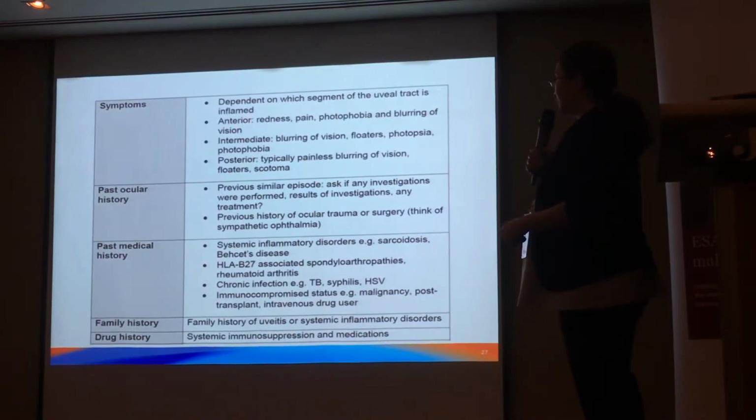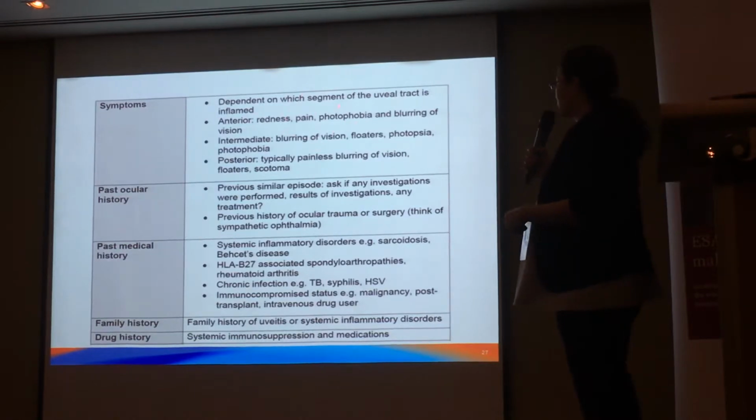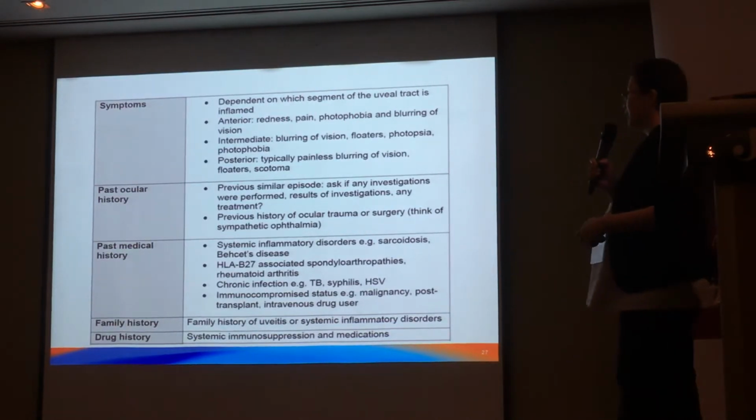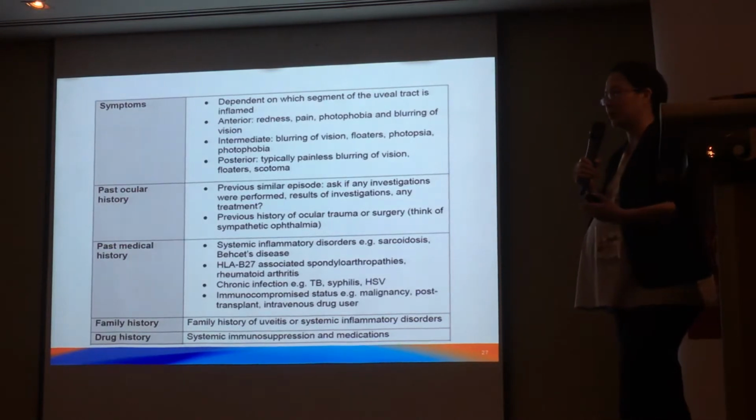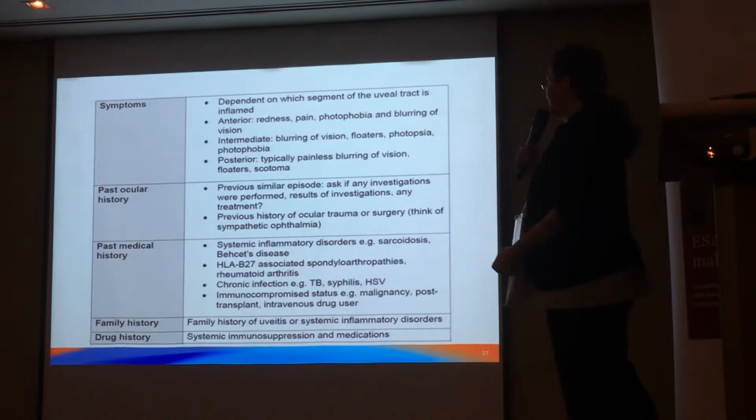Now we've gone through that: anterior, intermediate, posterior uveitis. They have their very specific symptoms. Sometimes it's not possible to distinguish between the three, but this should lay the grounds, a general guideline, to point you to the anatomical primary site of inflammation.